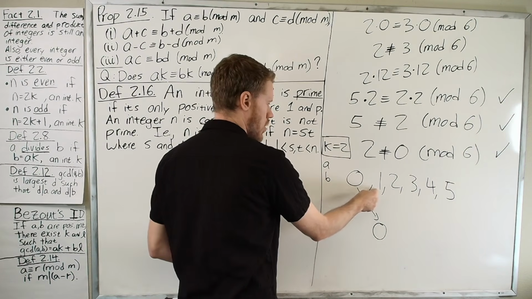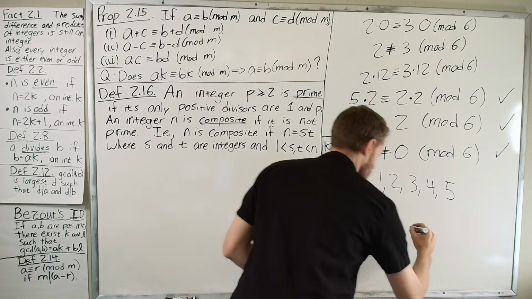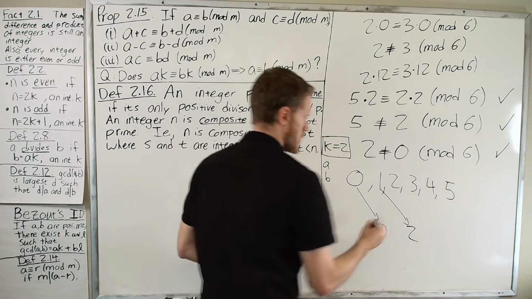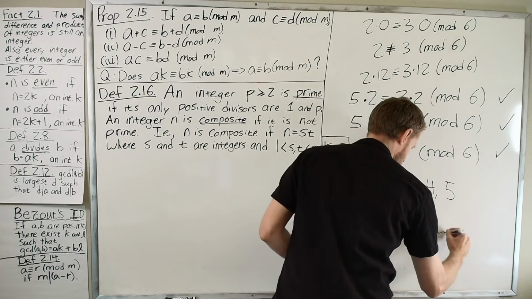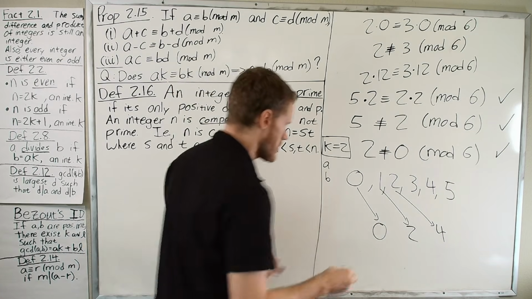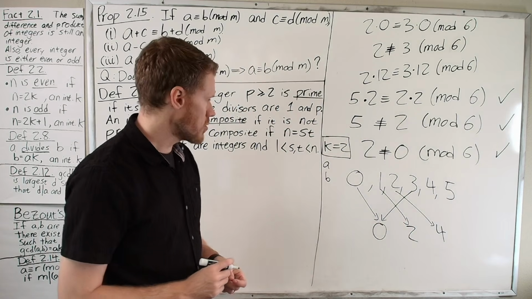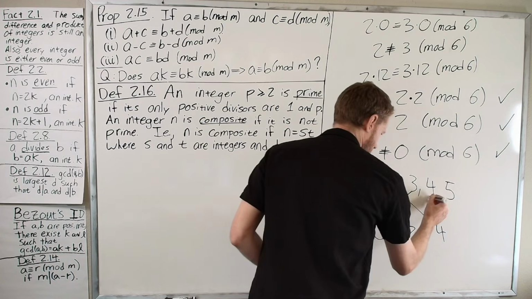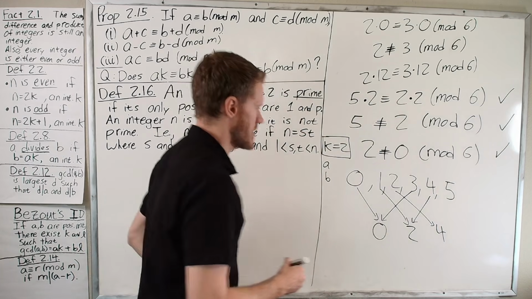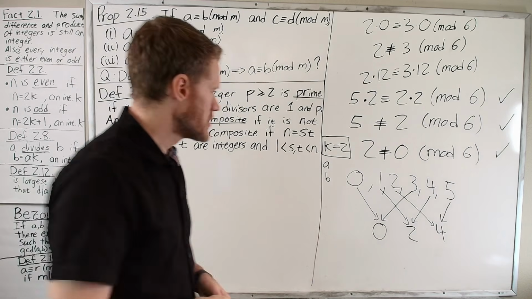If A equals 1, what is A times K congruent to? 2 times 1 is 2. What about 2? 2 times 2 is 4. What is 3? 3 times 2 is back to 0. What about 4? 4 times 2 is 8, that's congruent to 2. And 5 times 2 is 10, which when you think in mod 6 brings you back to 4. Do you see?